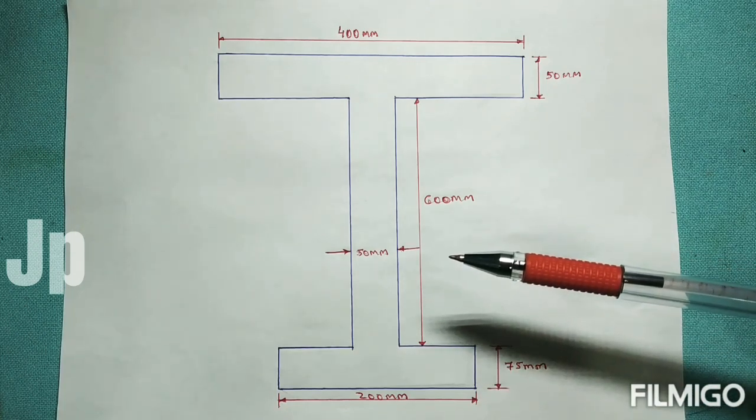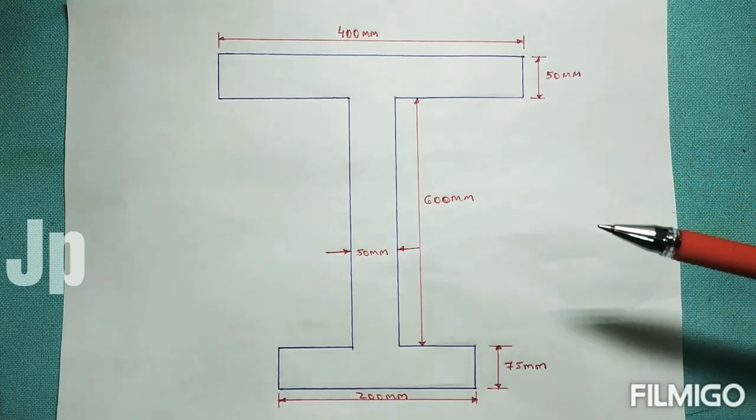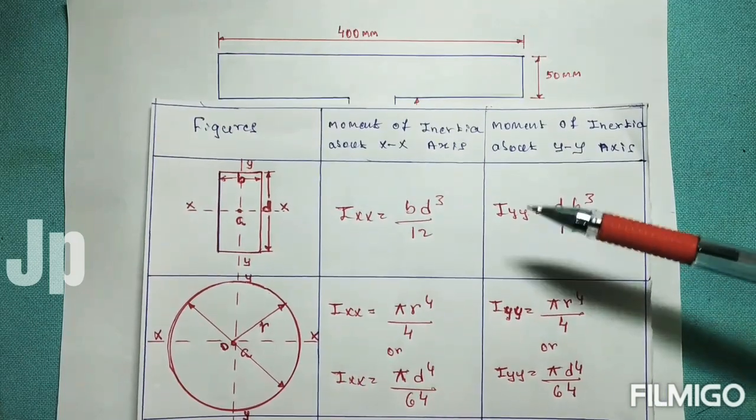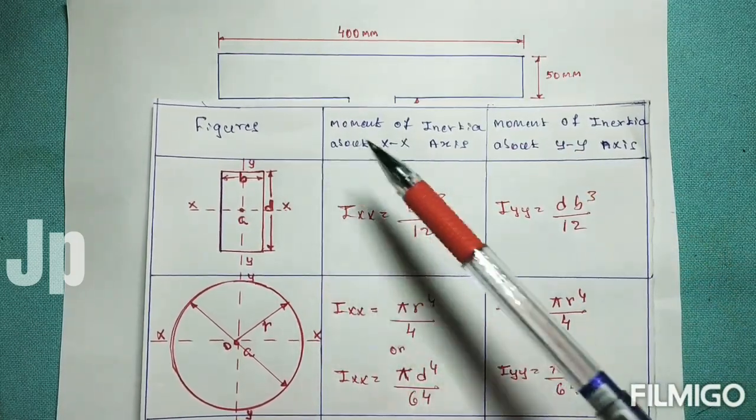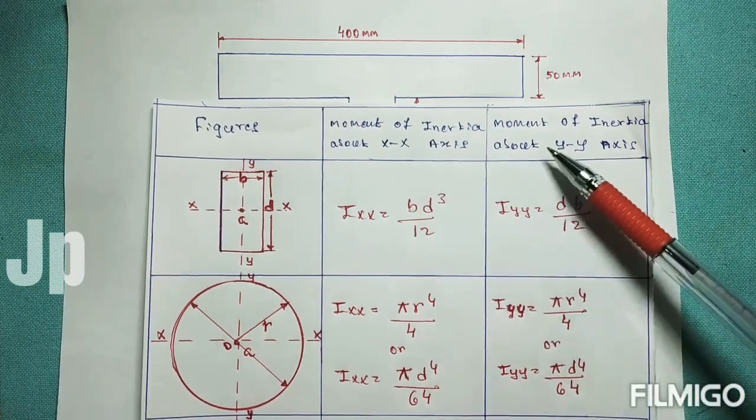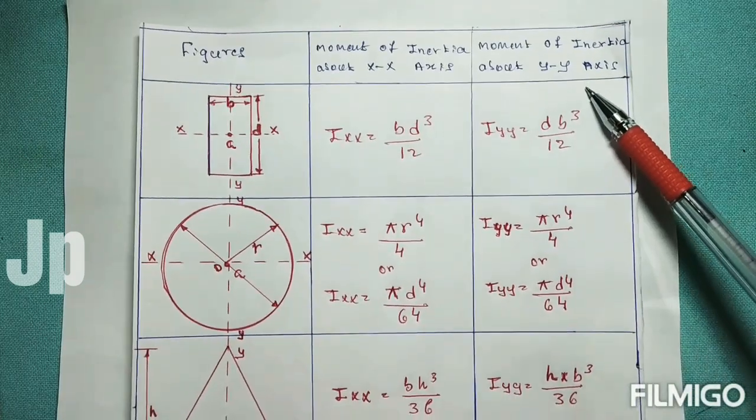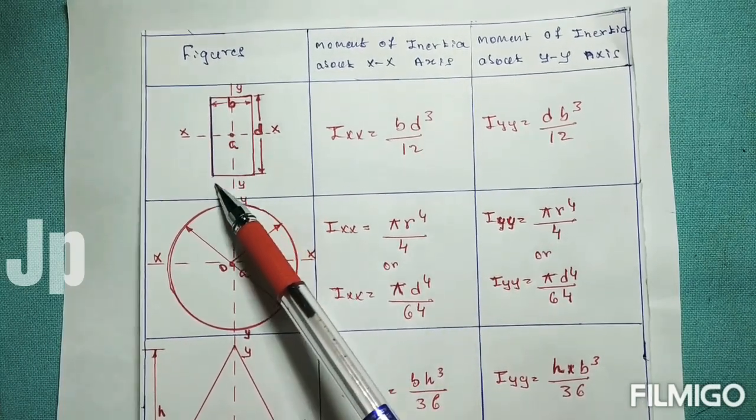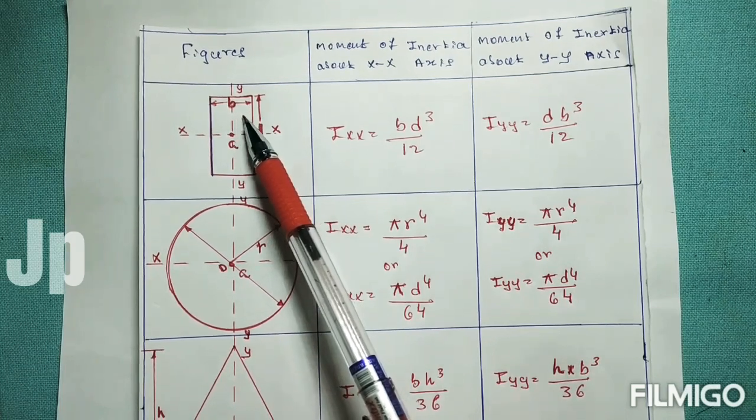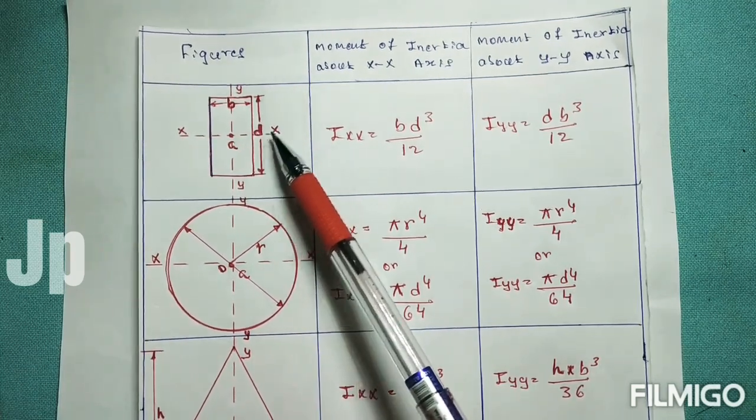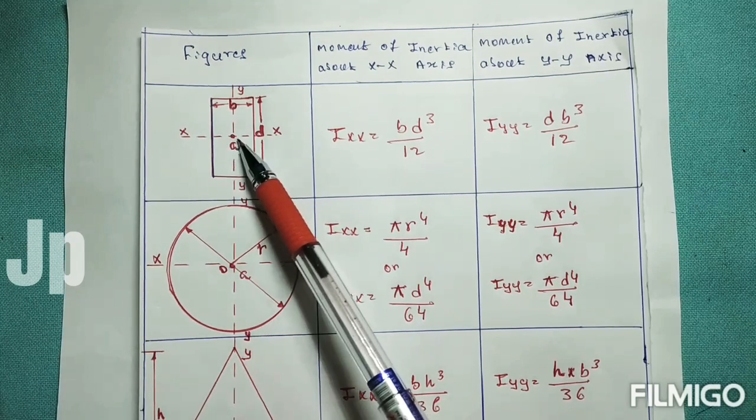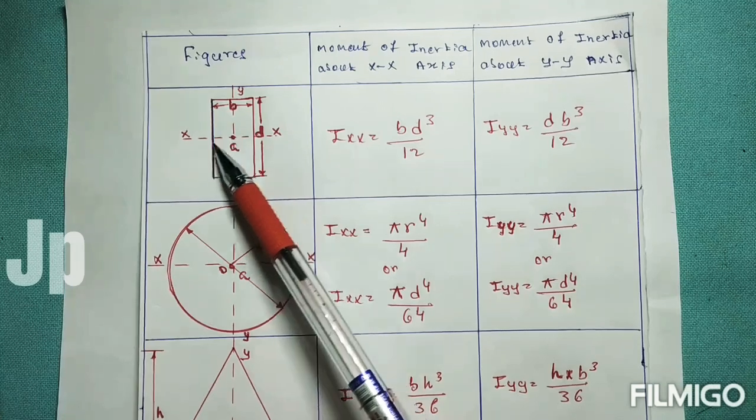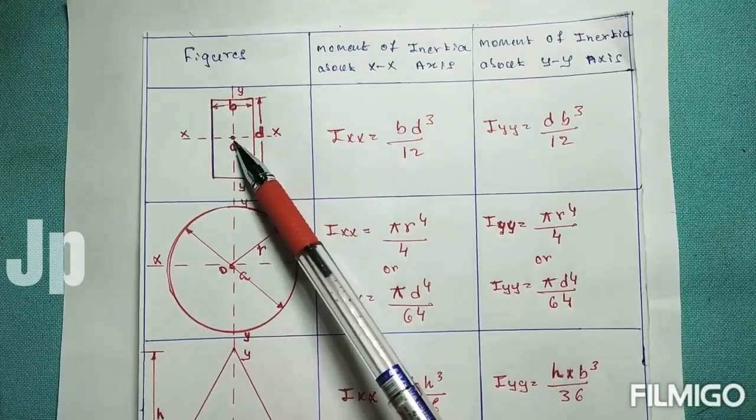So now I will show you the moment of inertia of some basic figures. You can see I have listed some figures here, with the moment of inertia about the x-axis as well as about the y-axis. First, take the rectangular section, with width b and depth d. The CG is exactly at the center, at b by 2 and d by 2. So it is the CG.